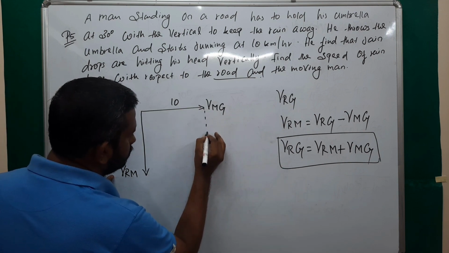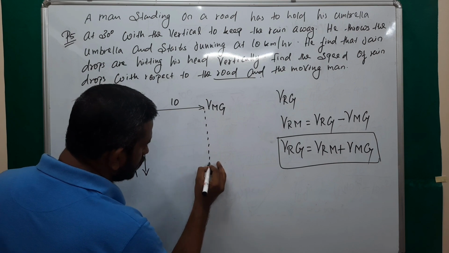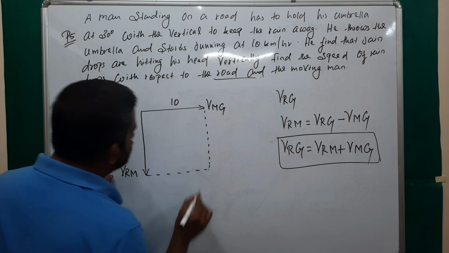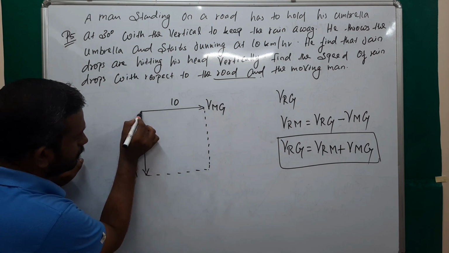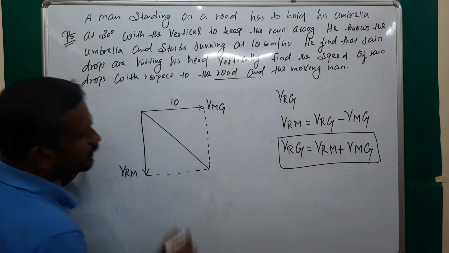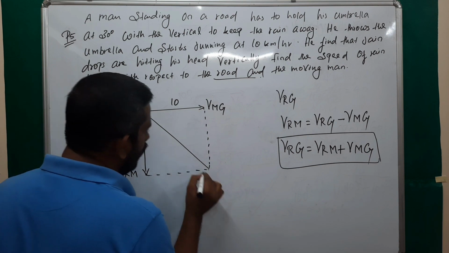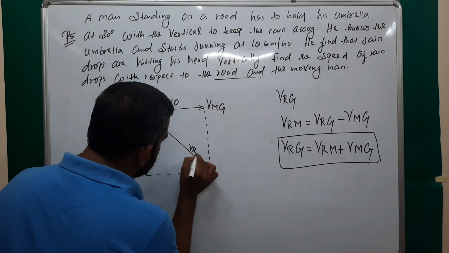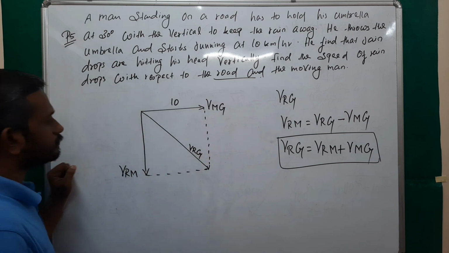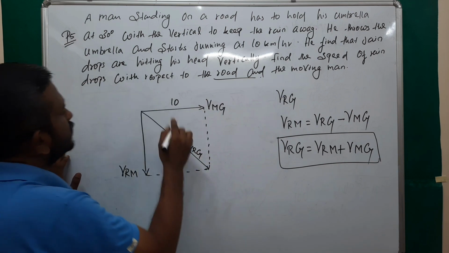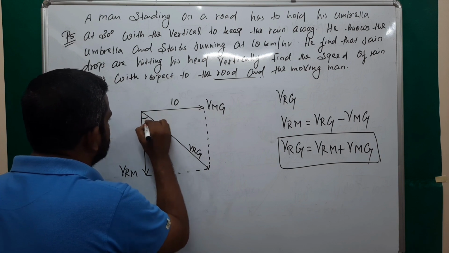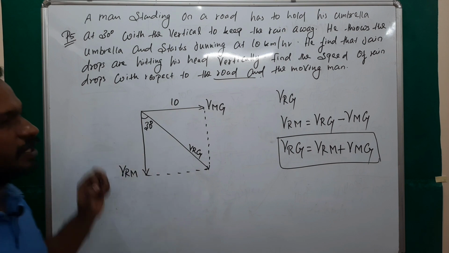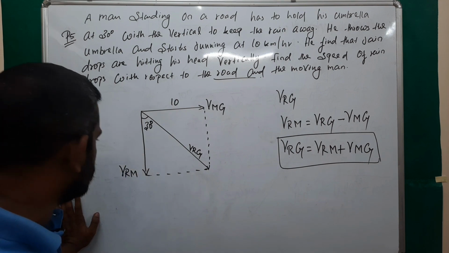So definitely the resultant of these two vectors is Vrg, which makes an angle of 30 degrees with the vertical. Clear? So from the question we draw the vector diagram.